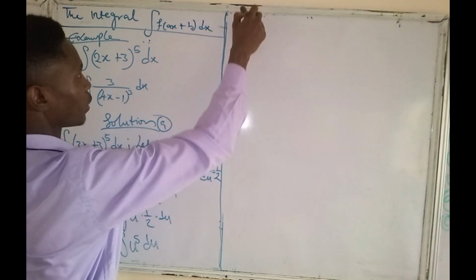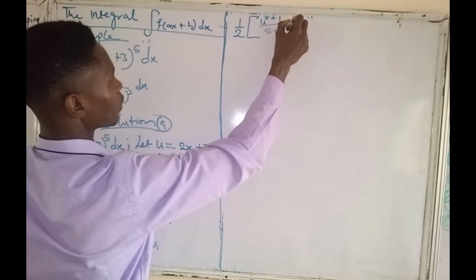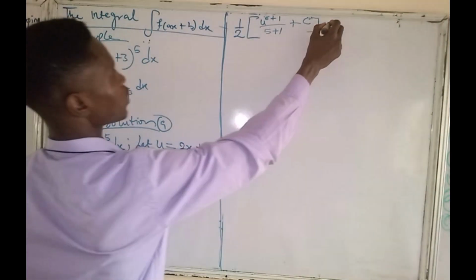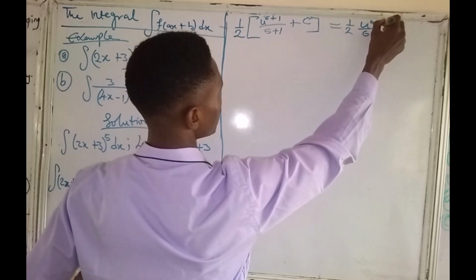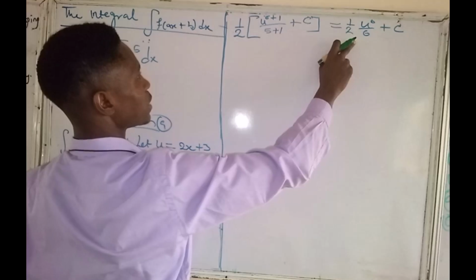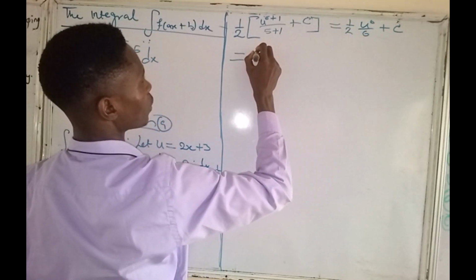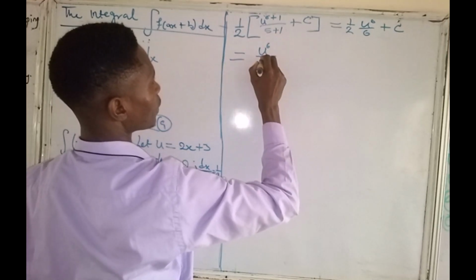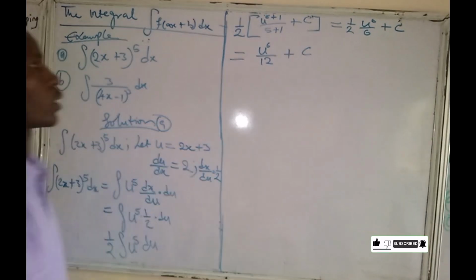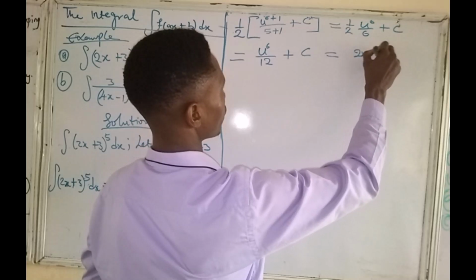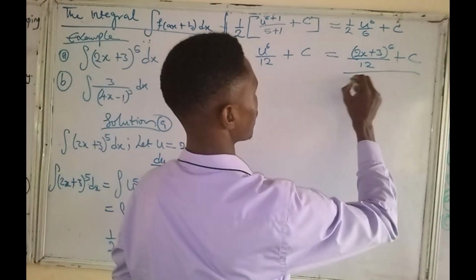So this is going to give us half into u power 5 plus 1 all over 5 plus 1 plus c. So this is equal to half, 5 plus 1, so this is u raised to the power of 6 all over 6 plus c. If we multiply out, we are going to be getting 2 times 6, which is u power 6 over 12 plus c. But we know that u is what? 2x plus 3. So this is equal to (2x plus 3) all raised to the power of 6 over 12 plus c. So this is the answer.